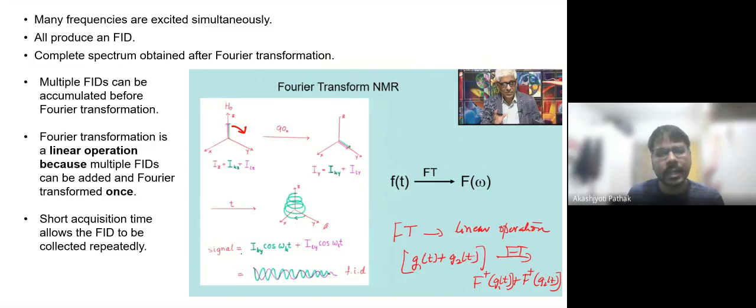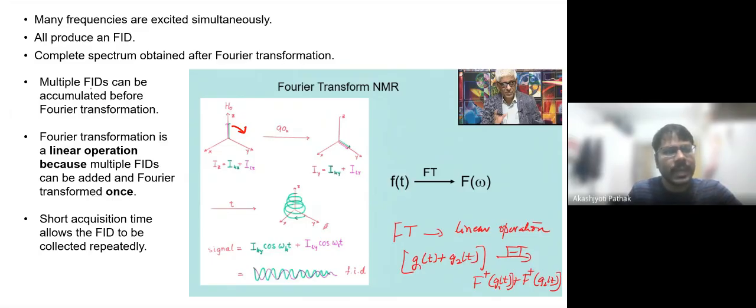So that is why the signal that you observe is I_K y cos omega_K t, and your L nuclei will have another frequency of decay, so it will be I_L y cos omega_L t. So this green color function will be a superposition of the decay of these two nuclei. Okay, so that is what is explained here. Many frequencies are excited simultaneously, and all of these nuclei will produce an FID. The complete spectrum is obtained after Fourier transformation.